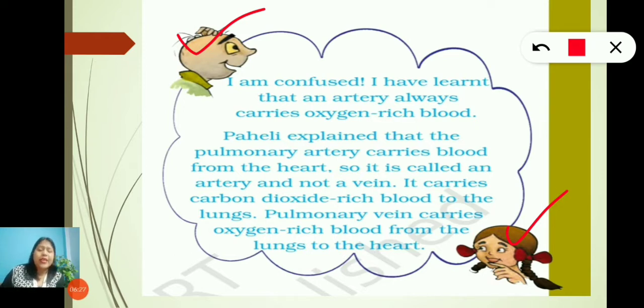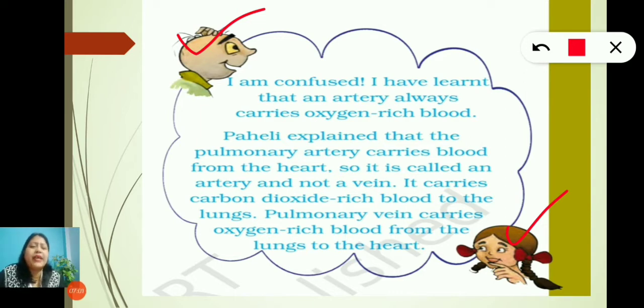Yes, that is true. We have also discussed, while we were discussing arteries and veins, that arteries are only associated with carrying oxygen-rich blood. But here in the drawing you have seen the pulmonary vein. The pulmonary vein is carrying oxygen-rich blood. What is the reason? So Bujo was confused.